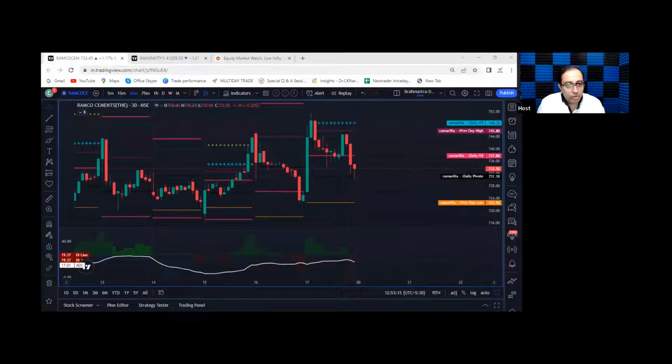Should we take a long position if ADX is above 25 and Camarilla H4, but ADX is below 25 on a 30-minute chart? ADX will either be above 25, Camarilla will be above H4, and ADX above 25 means you have to go long. If ADX is above 25 and Camarilla is below L4 means you have to go short.